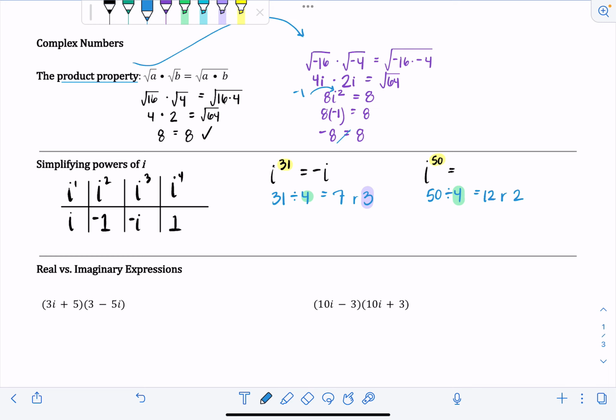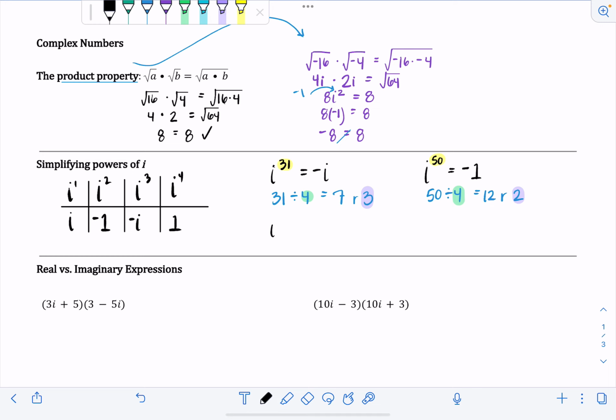And then from there, we take our remainder and we line it up with the table. So remainder is 2, so we look at the i squared column on the table. And i squared simplifies to -1, so does i to the 50th power. So -1.